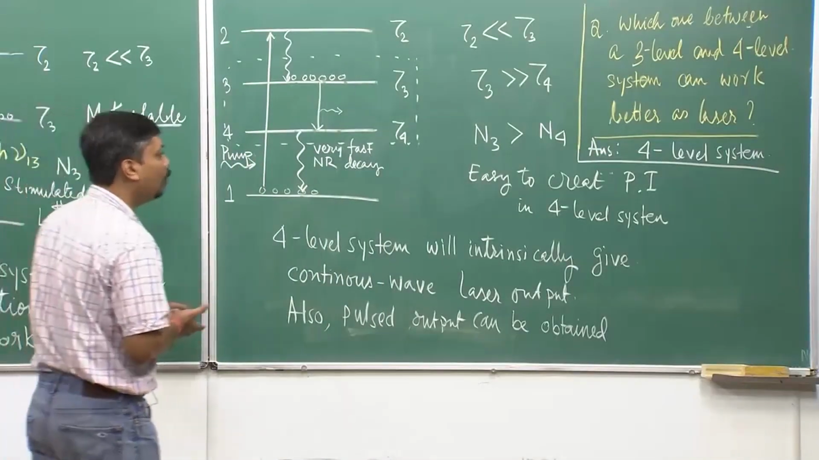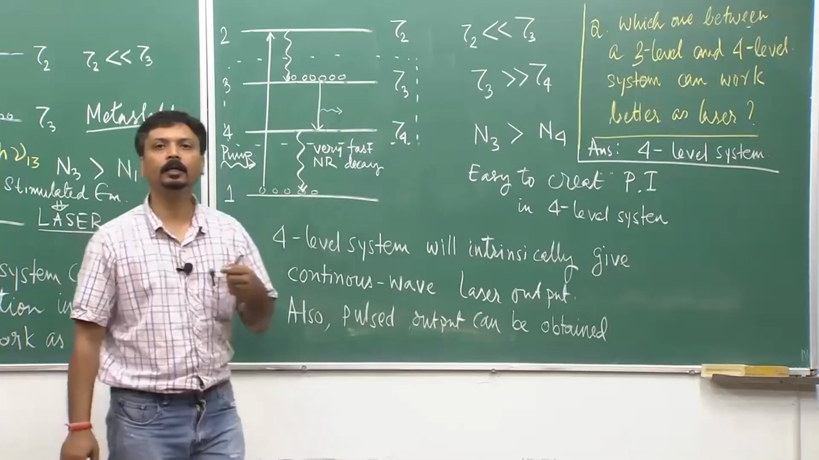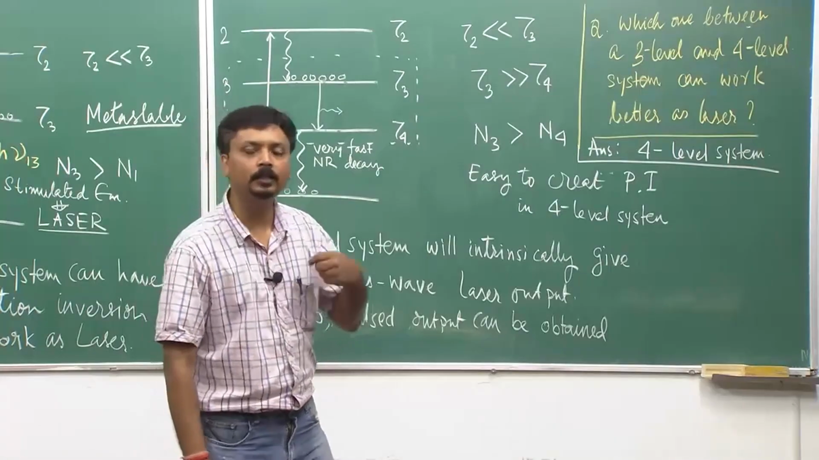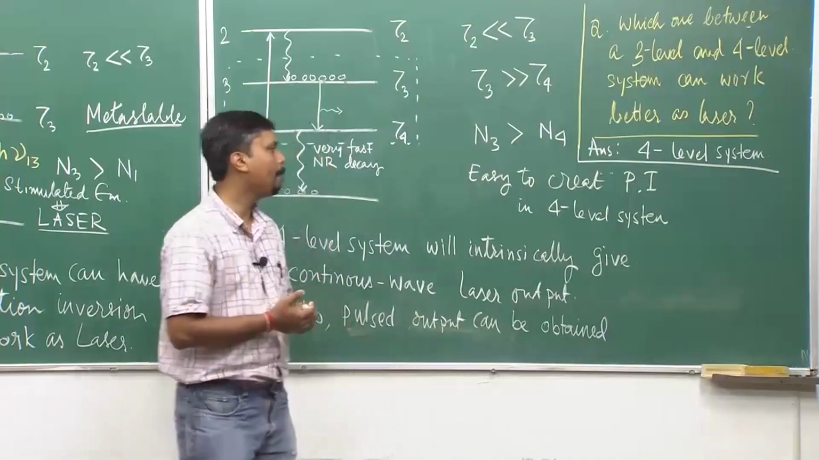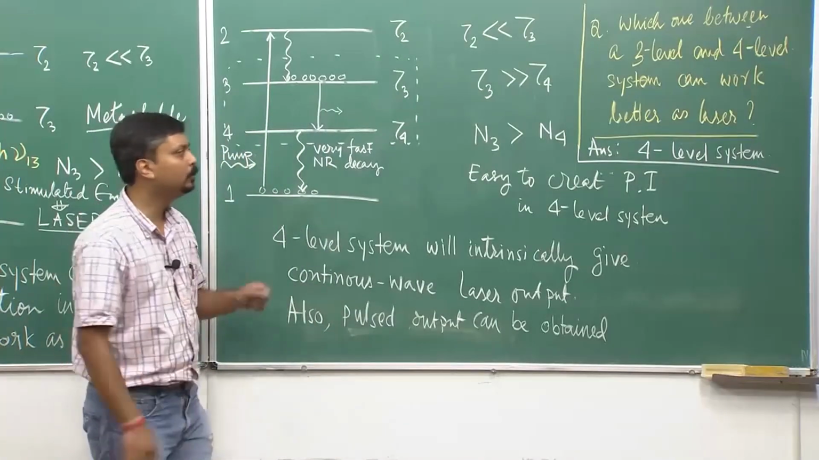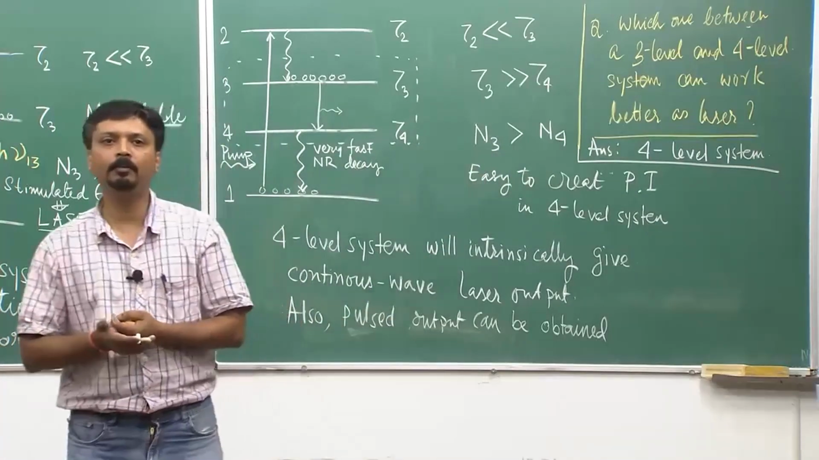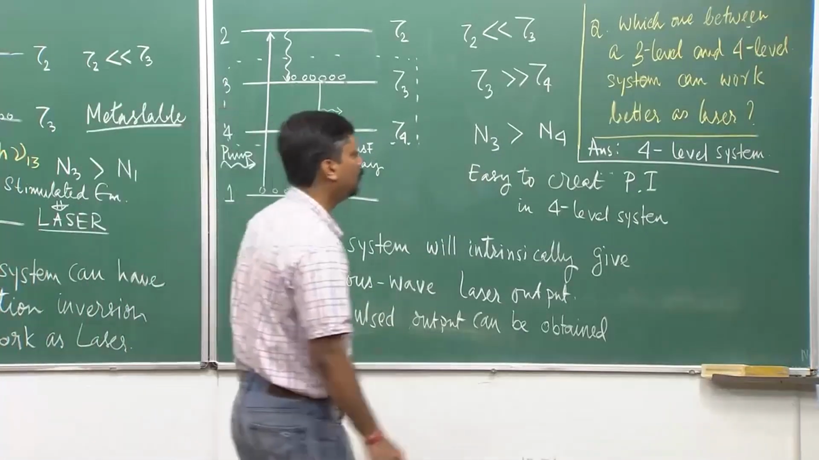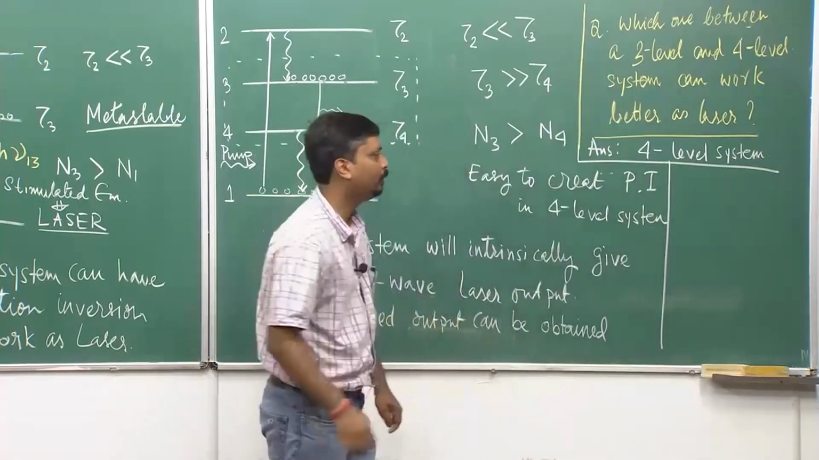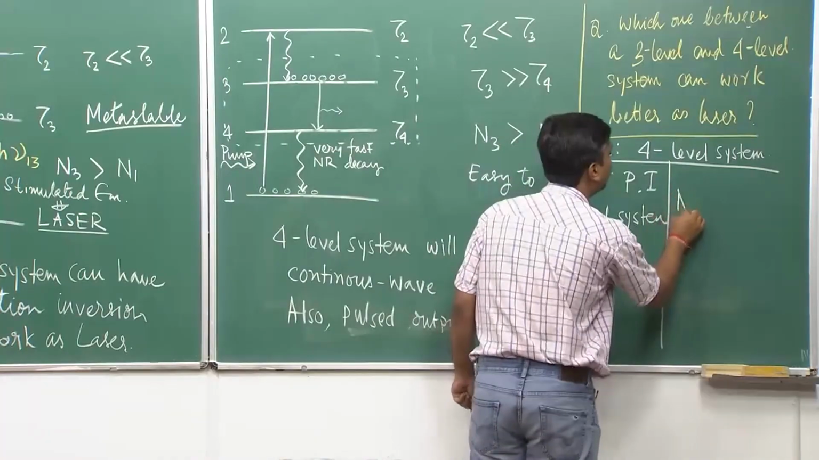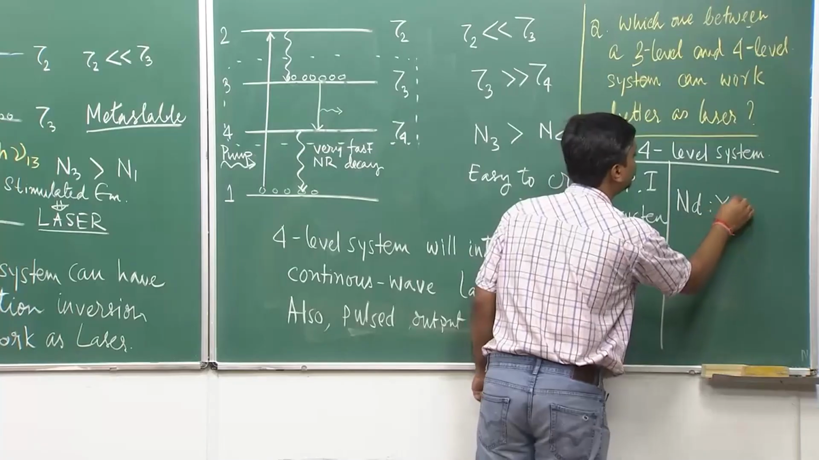And also the two reasons that we discussed, that it can be operated both as a continuous wave as well as a pulsed source. Because of these two, the four-level system is always better. An example of a four-level system, the most famous one I will mention here. We will talk about many more in the days to come.